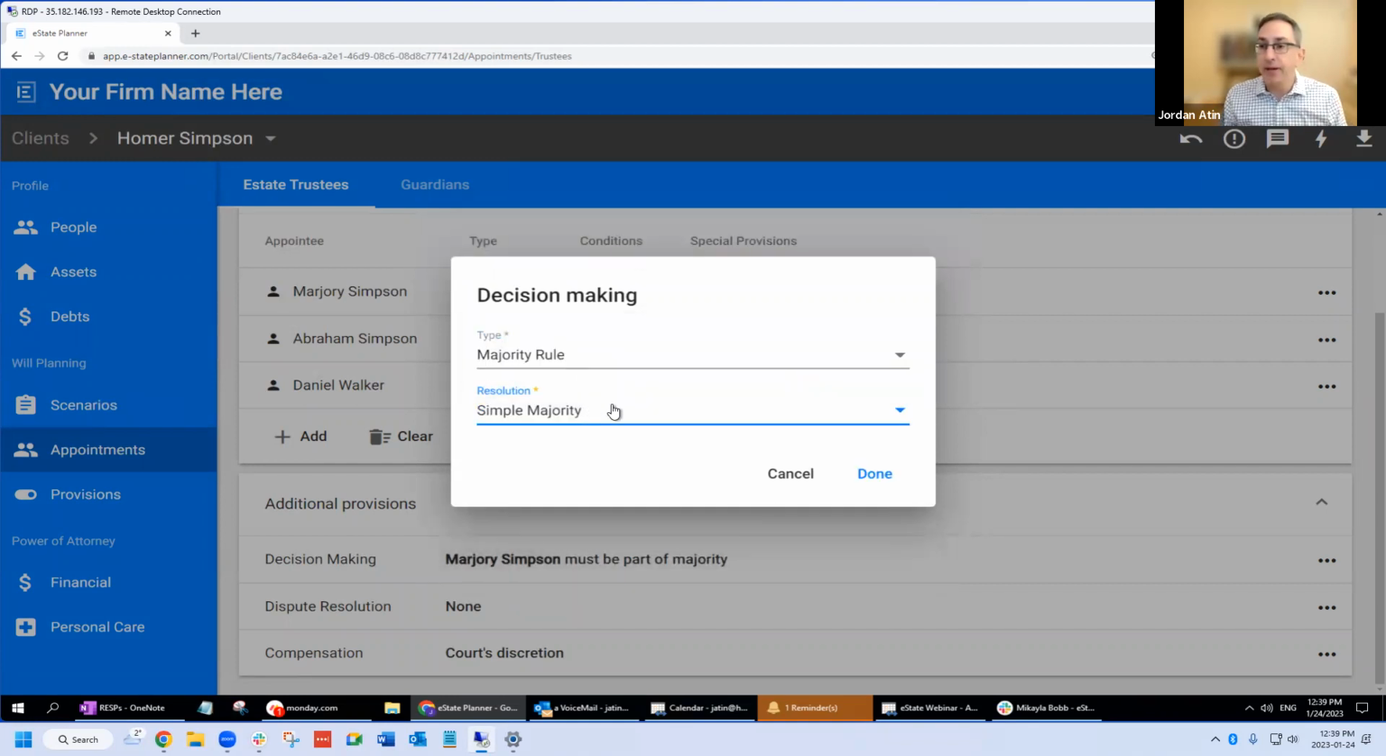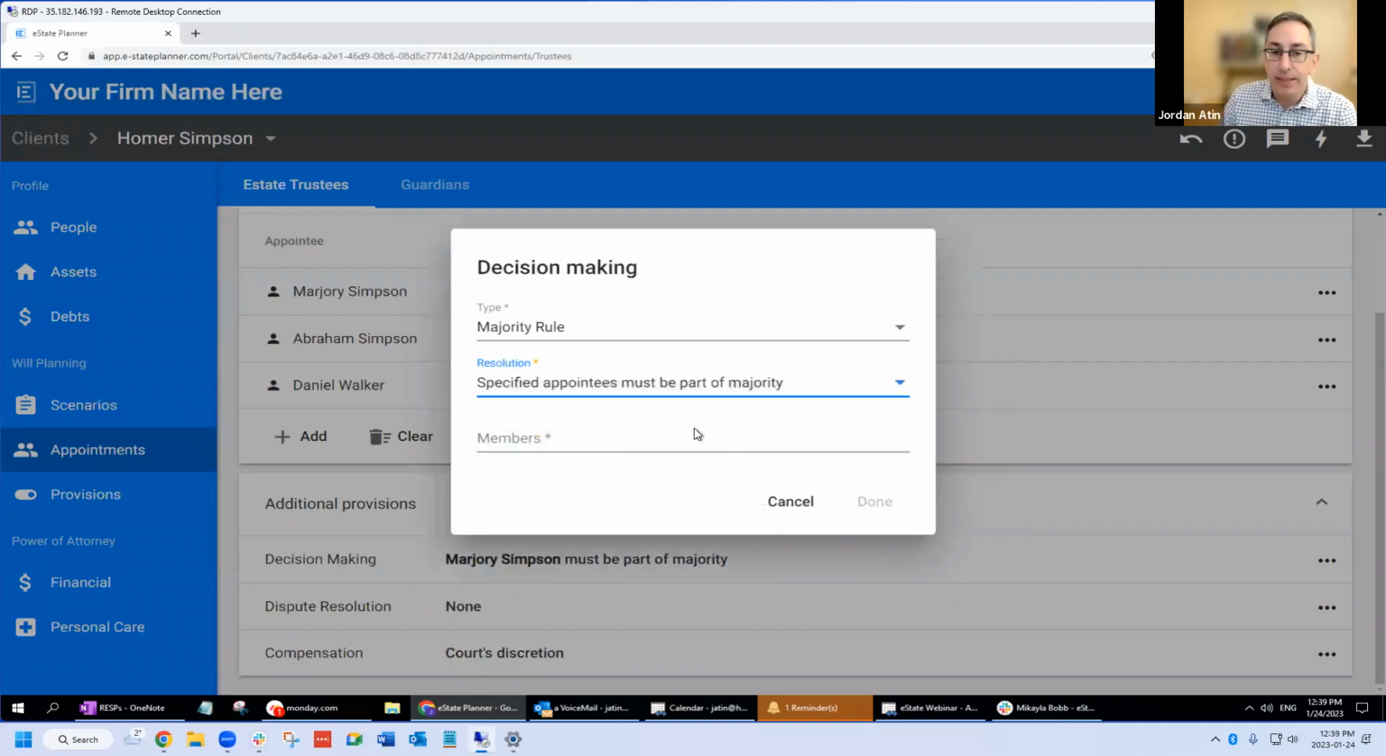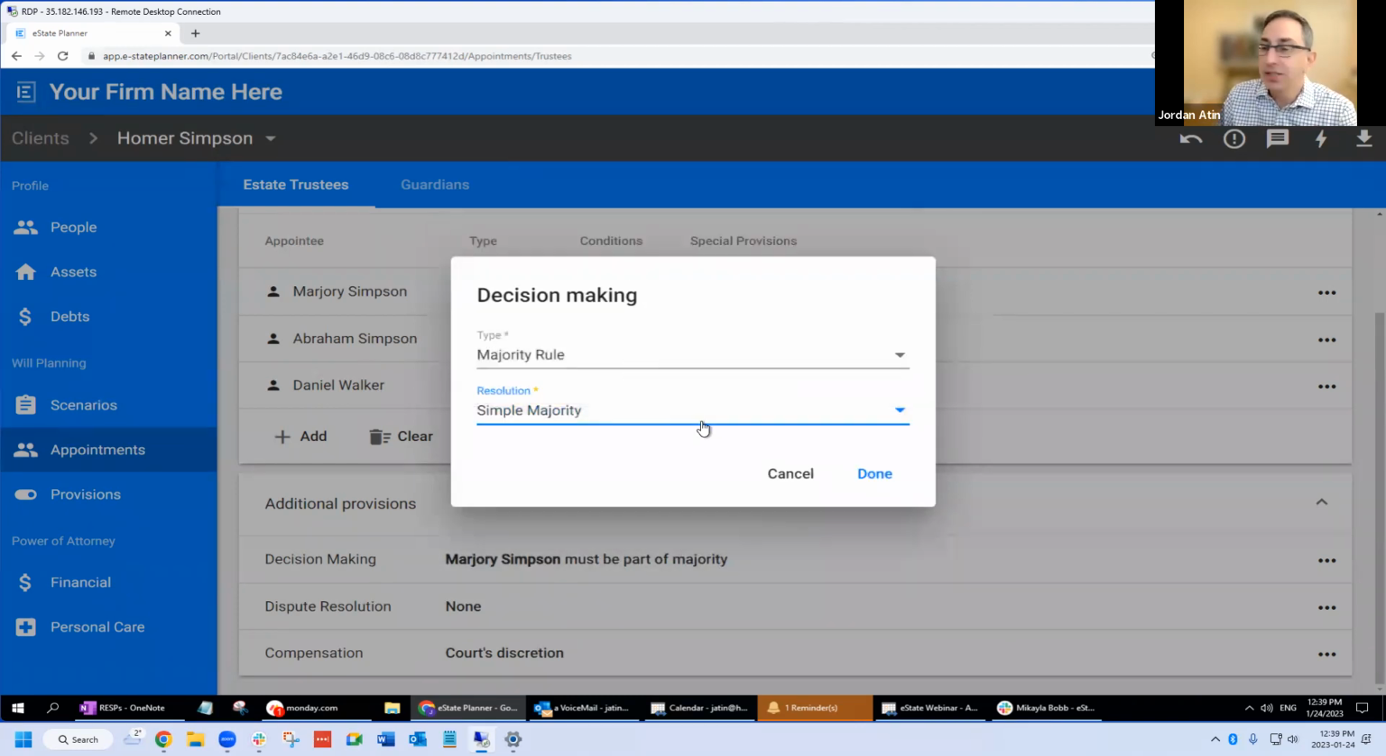And again, that's going to depend on your discussions with the client. You see that sometimes in a spousal trust situation where the executors are also the trustees, and you want the spouse to have a veto in essence. And that's when you would use a specified appointee to be part of the majority. Most commonly, I would say, is simple majority when you have more than two people.